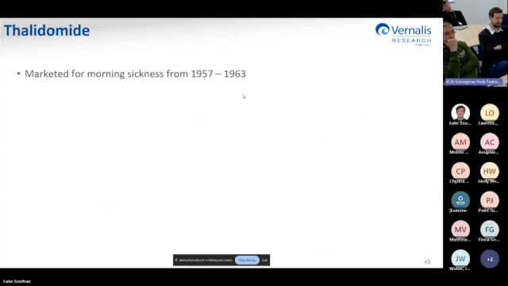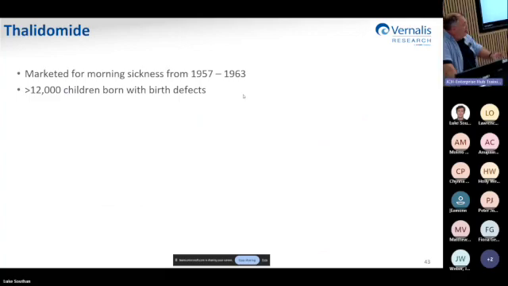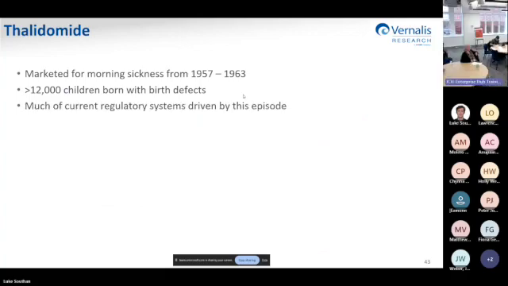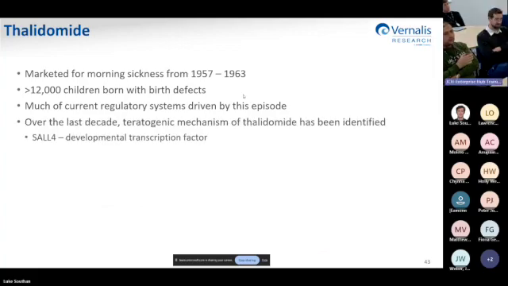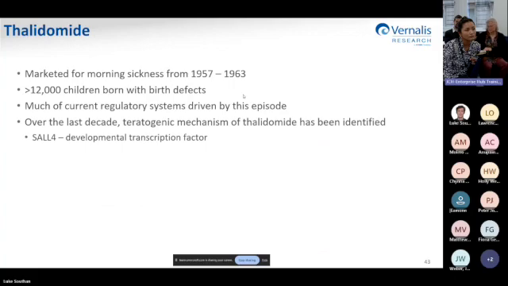So thalidomide, everyone knows it was only marketed for 6 years. Substantially more than 12,000 children were born with birth defects. Absolutely horrific. Everyone knows about it. It's very widely studied, and most of the current regulation is based on thalidomide and the way it happened. But over the last decade or so, the biological mode of action of thalidomide has finally become understood, and it's opened up this whole induced proximity field.